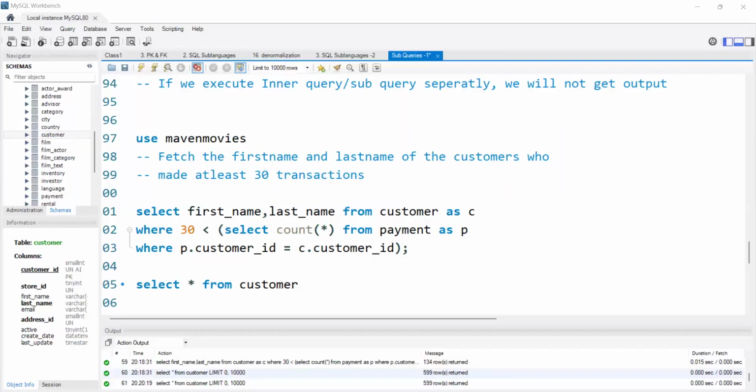Ma'am, please cover pivot and unpivot concept also, if possible. Pivot and unpivot, I'm really not sure, Pritesh. I cannot promise you. Okay. I will cover Windows functions for sure because that is important. But pivot in SQL is not that important. In Excel, we will actually use it.